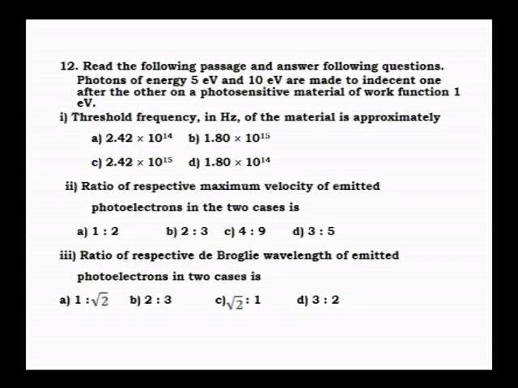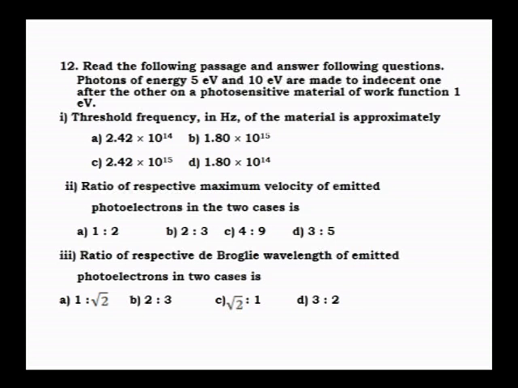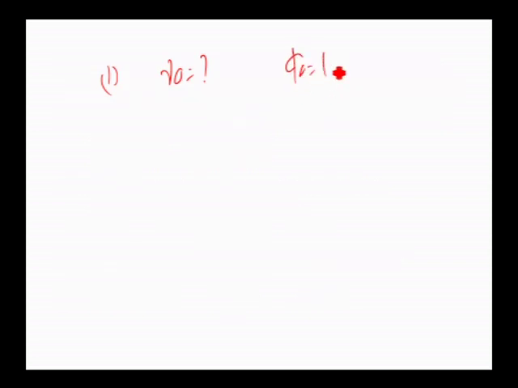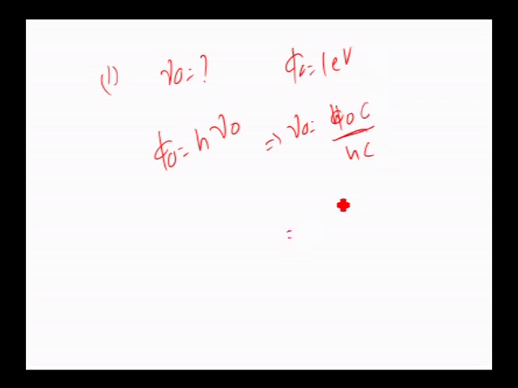Correct? Now, first question, you have to determine the value of nu naught. Work function is given. Value of work function is 1 electron volt. Now, you know the expression phi naught equal to h into nu naught, which implies nu naught can be written as phi naught divided by h. Correct? Now, to directly cancel, multiply and divide by c, so that you know the value of hc.